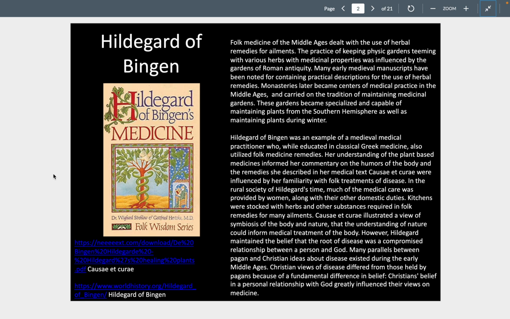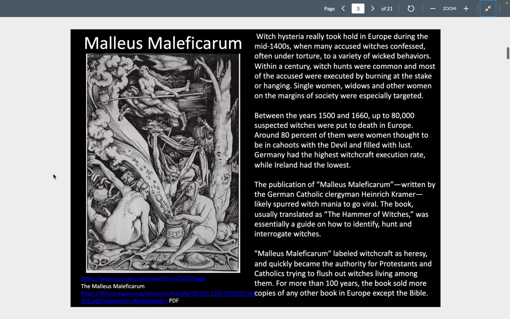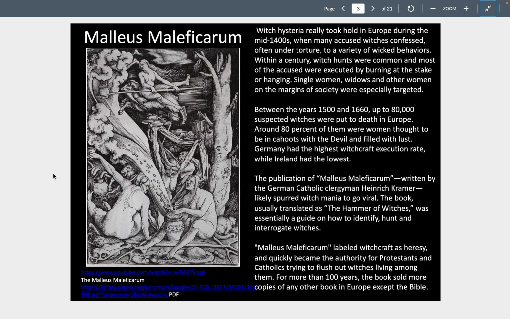So Christian views of disease differed from those held by pagans because of a fundamental difference in belief. Christians' belief in a personal relationship with God greatly influenced their views on medicine. Okay, now kind of going forward to where we really get into the development of what a witch is.